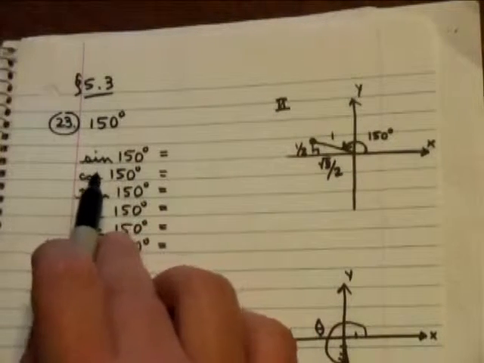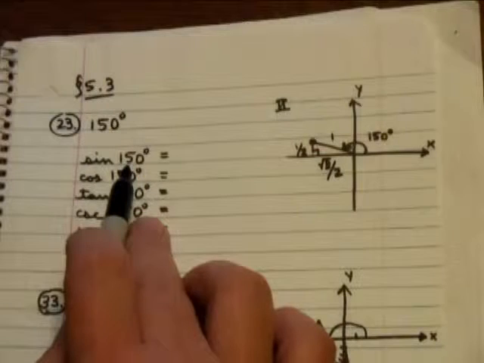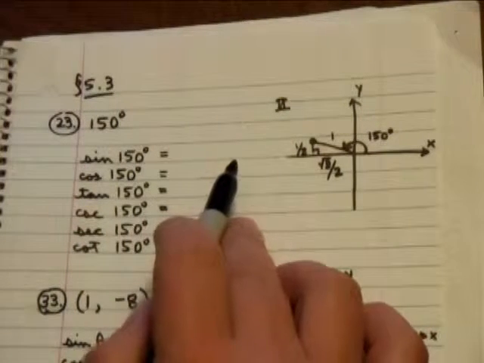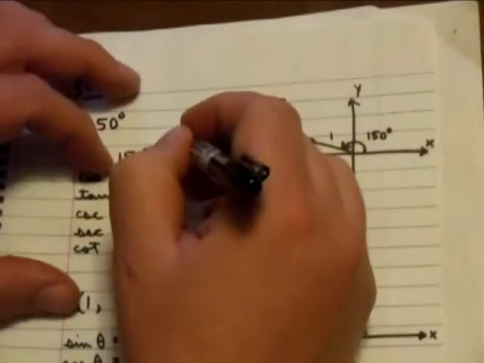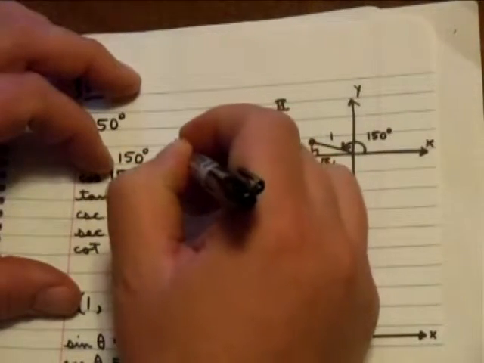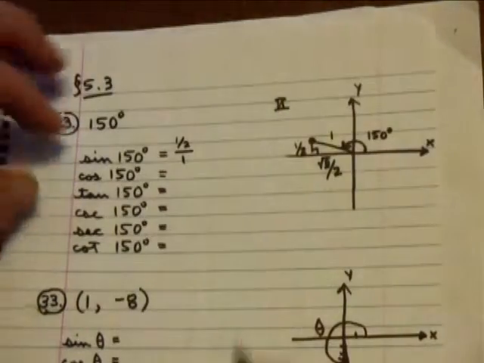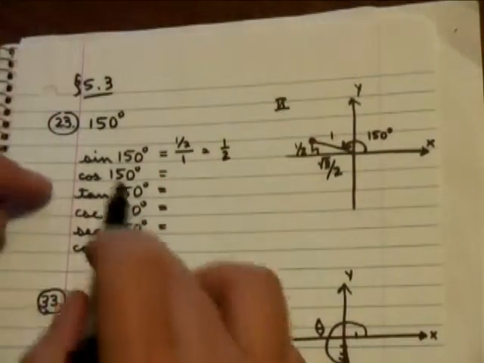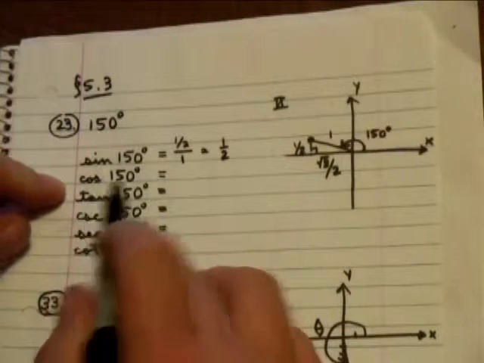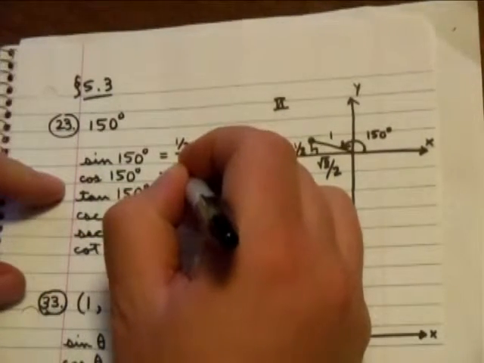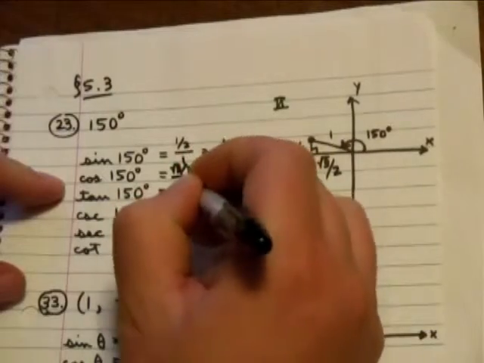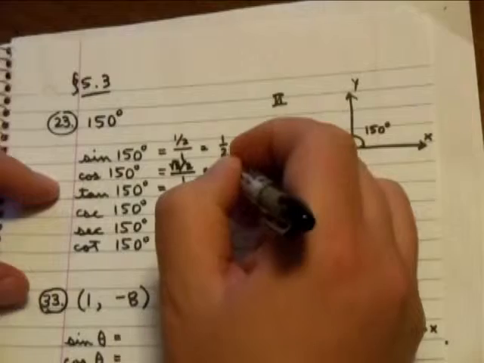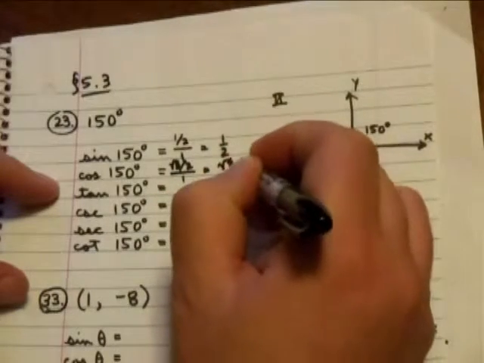Okay, so then in order to find the sine of 150 degrees, we want to take the y-coordinate over the radius. Well, the y-coordinate is 1/2 over the radius. Well, 1/2 over 1 is 1/2. Similarly, cosine is the x-coordinate over the radius. So square root of 3 over 2 is the x-coordinate, and the radius is 1. So we end up with the square root of 3 over 2.